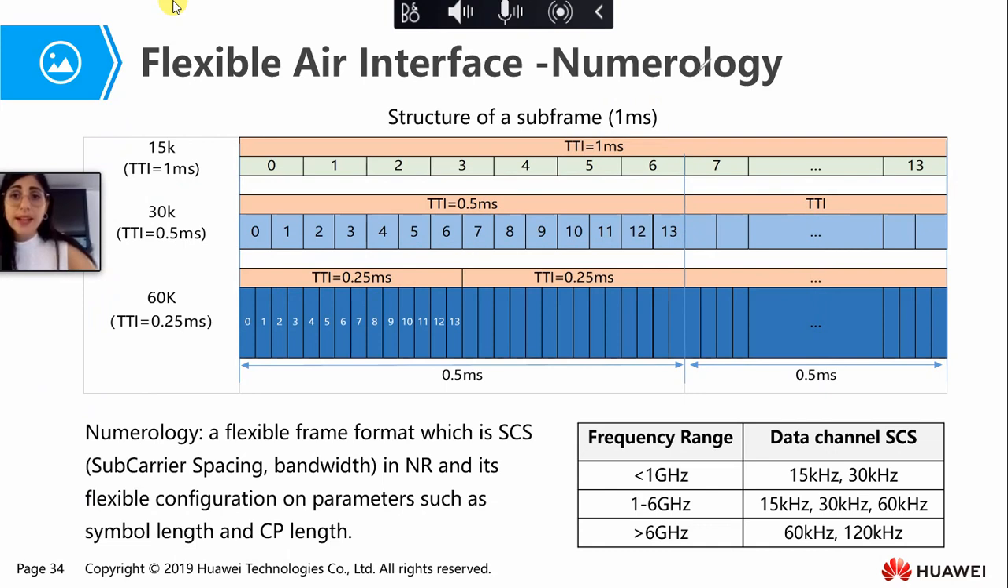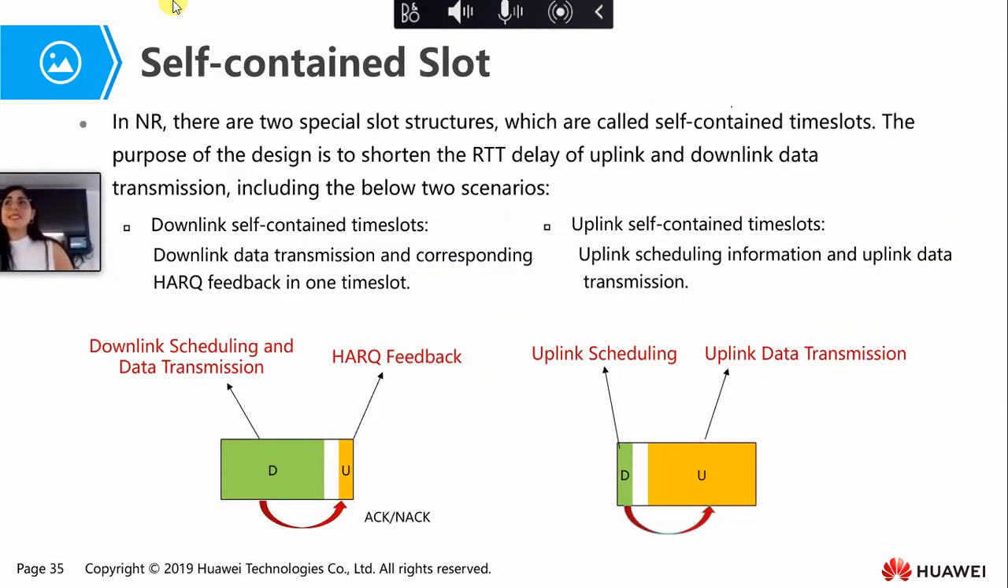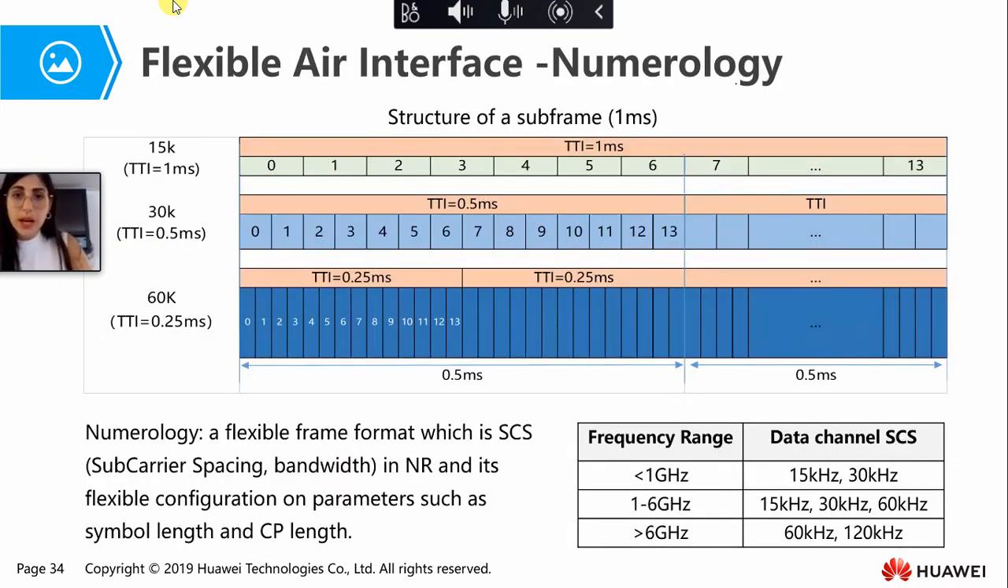And again, another level of flexibility is the self-contained slot. Again, this helps us in reducing the latency. What is the self-contained slot? We defined the radio frame structure with the subframe and the slot. Usually these slots are uplink or downlink slots. So for example, let us consider the basic case.